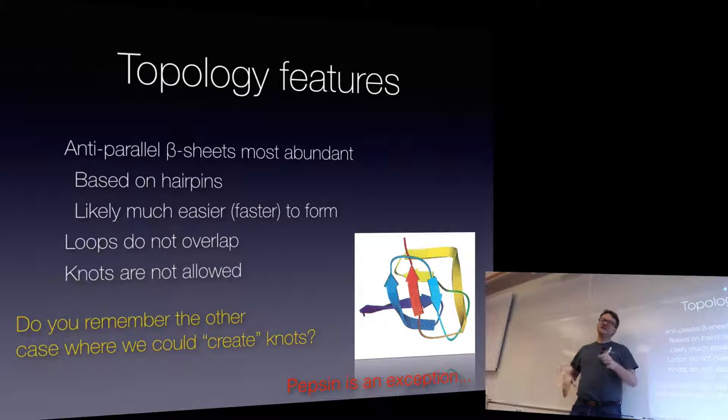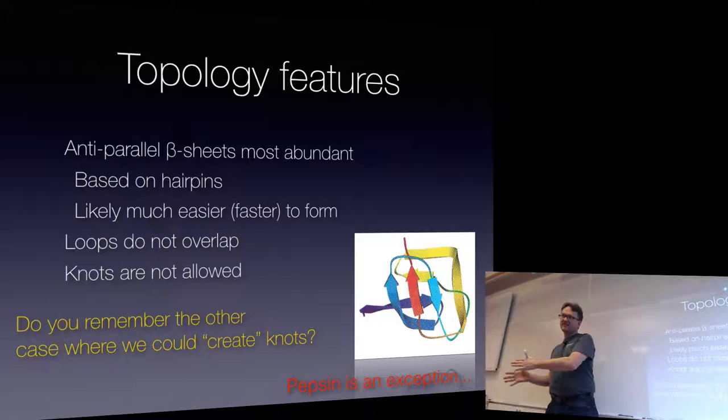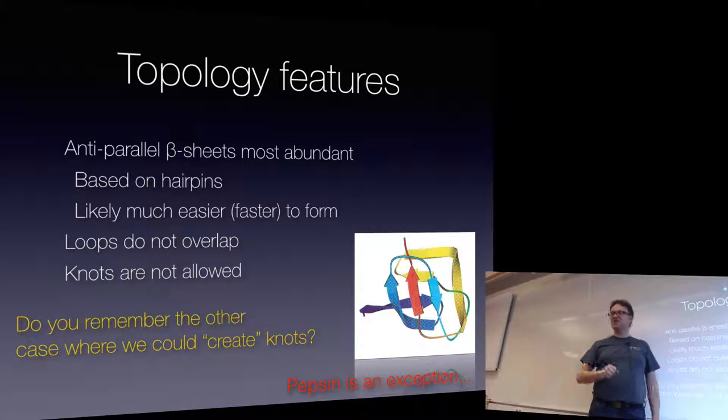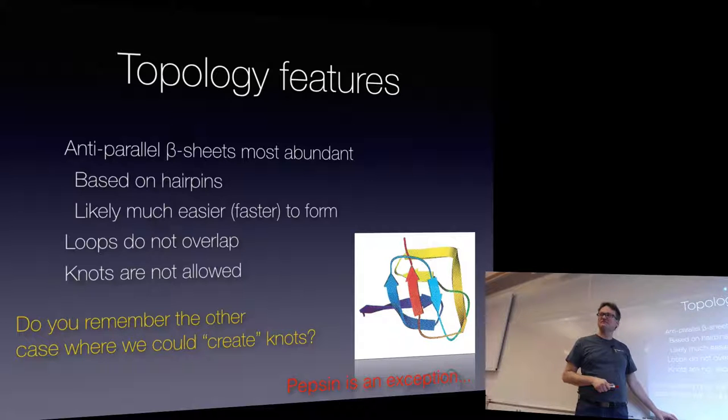And normally, that in isolation would be bad, but because it makes the protein more stable, meaning it's not going to unfold that easily, it pays off in the long run. So there can be loops. Yes?